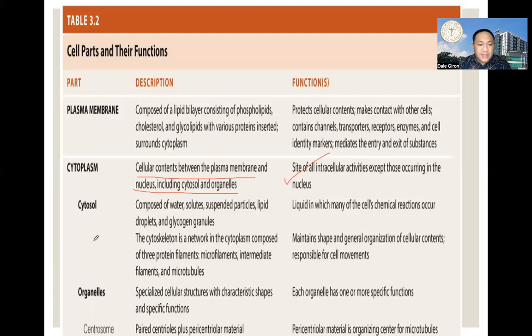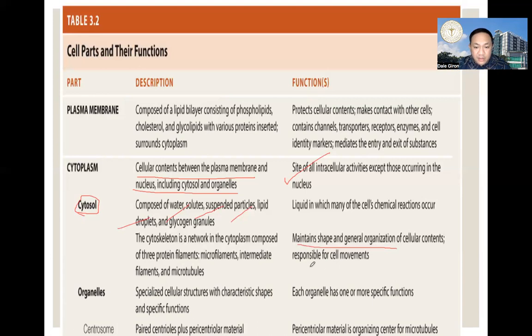Okay? The cytosol, yan ang fluid inside the cytoplasm. They're composed of water, solutes, particles, lipid droplets, etc. And that liquid is where many of the cell's chemical reactions actually occur. It maintains the shape and the general organization of cellular contents.